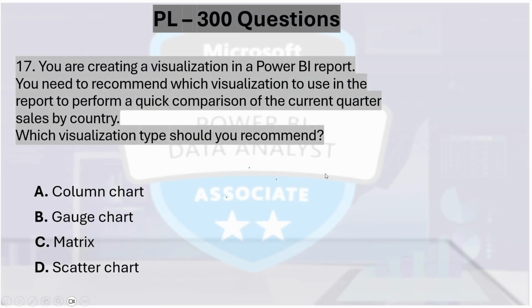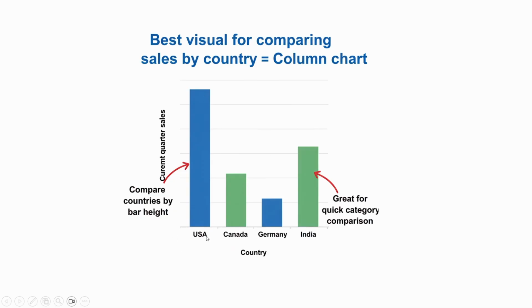Now question number 17: you are creating a visualization in a Power BI report. You need to recommend which visualization to use in the report to perform a quick comparison of the current quarter and sales by country. Which visualization do you use? Okay, so for that, gauge chart no, matrix no, we can use scatter chart, we can use the column chart, right? Again, this is the column chart. Basically the US has this much, Canada has this, Germany has this, India has this much, so you can compare the data by looking at this.